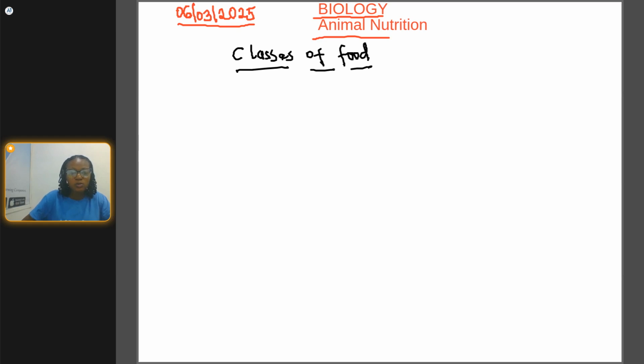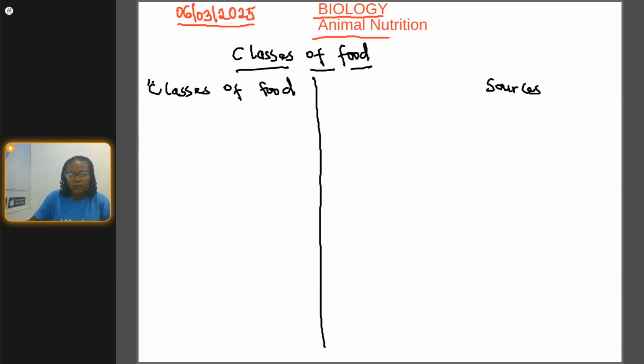Number one, we have what we call carbohydrates. I'm going to be using tabular form for better understanding. Carbohydrates. What are the foods under carbohydrates?